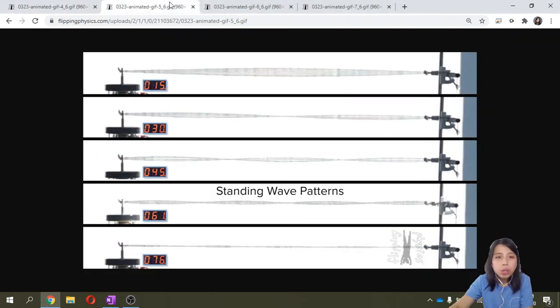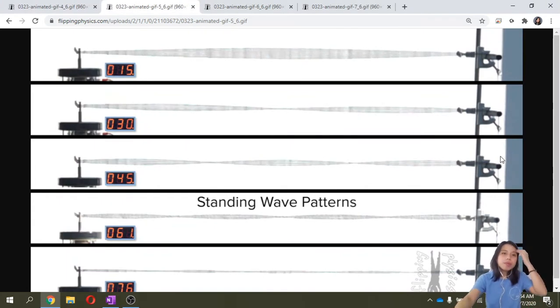Okay, the person made it easier to see by using a camera video trick. They basically blur it out so you can see how it actually looks. Here you can see very clearly this is the loop that we are talking about. The fundamental mode, first overtone, second, third, and fourth. You can very clearly see the nodes and antinodes.